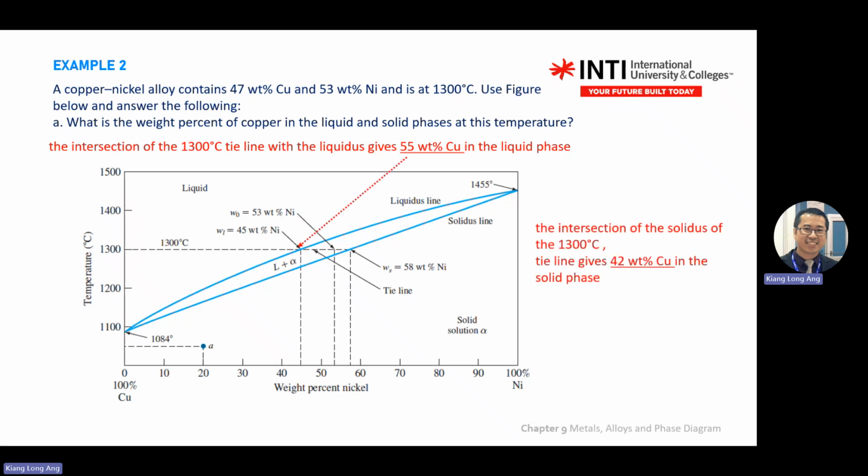Then the intersection point gives you the all solid, which is about 58% nickel. But you cannot only write 58, write 42% copper dash 58% nickel. Okay, because why? The question asks you copper. So you focus on the copper percentage.